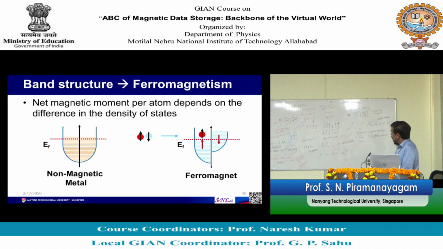So, I was using a very simple picture of atoms having their magnetic moment of a certain value, putting them together, and they have neighboring spins parallel to each other and so on. Okay, this is a very simple picture, but in reality the band structure is the one that determines the final magnetic moment. So, in the case of iron, it will be 2.2 Bohr magneton per atom.